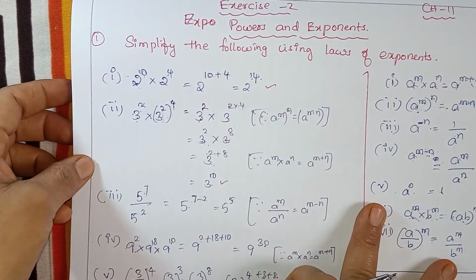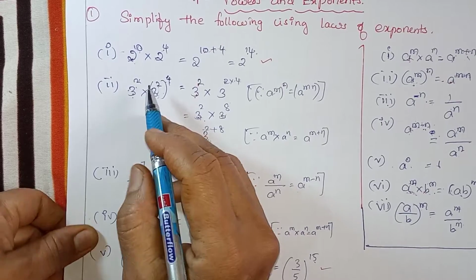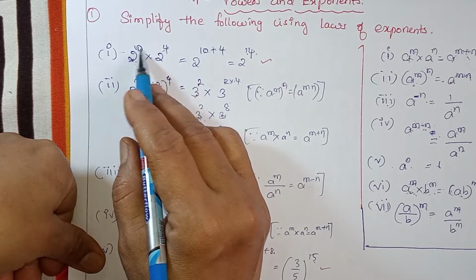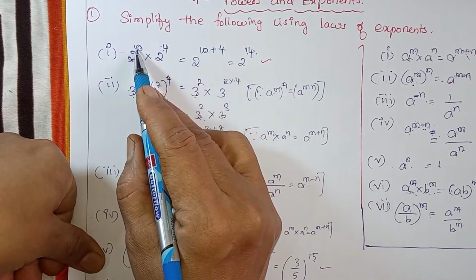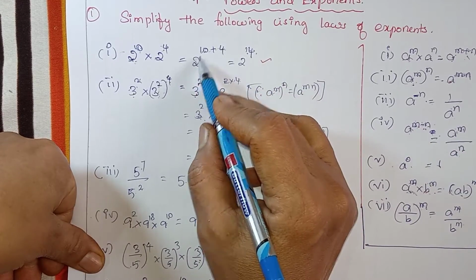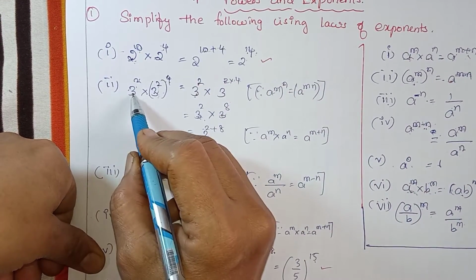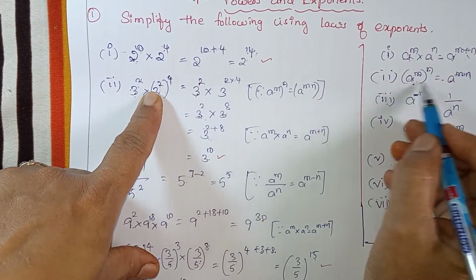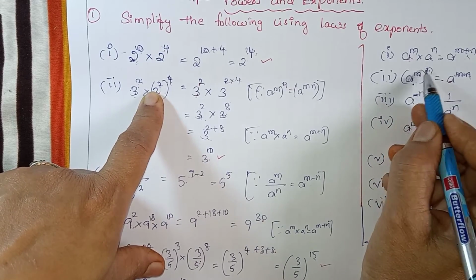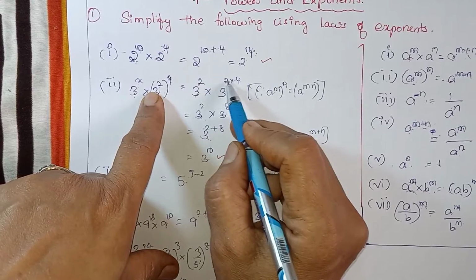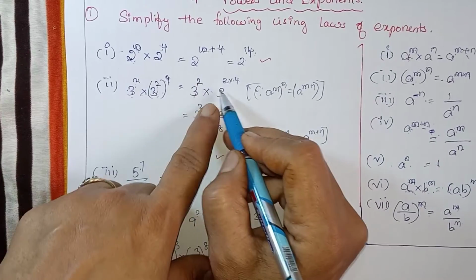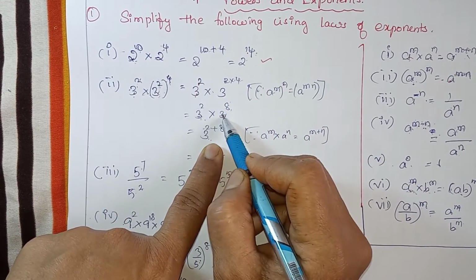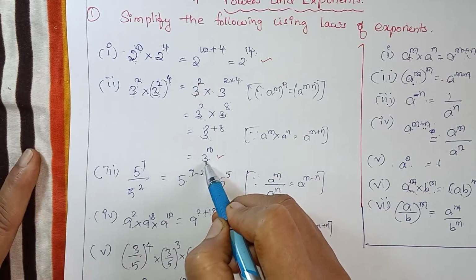So first one, what is given here? 2 to the power of 10 into 2 to the power of 4. When bases are equal, what we have to do? Add the powers. So what is the power? 10 plus 4, 14. Okay, 2 to the power of 14. Next question, 3 square whole power 4. So what I said in the second formula, if two powers are there, you just multiply the powers. Okay, so 3 to the power 2 into 4. Okay, 2 fours are 8. Now bases are equal, add the powers. 2 plus 8, 3 to the power of 10.